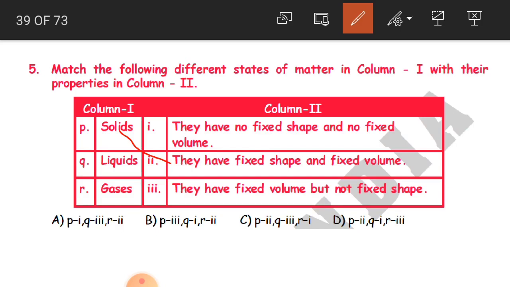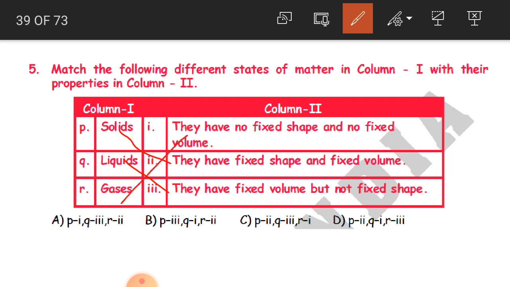Liquids have a fixed volume but no fixed shape. Like suppose a liter of water is a liter of water only. If you pour it in a mug, a jug, or a bucket, a liter is a liter; volume is the measurement. But it does not have a fixed shape. Why? Because it takes the shape of the container wherever it is poured. So liquid is 3, that is Q is 3.